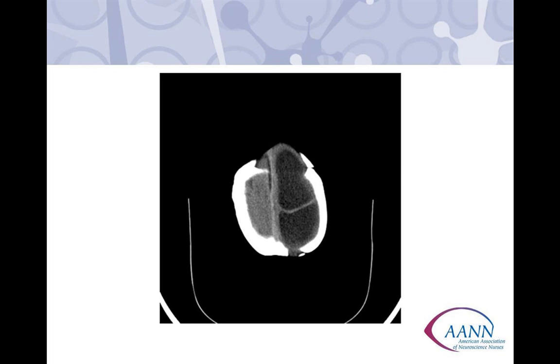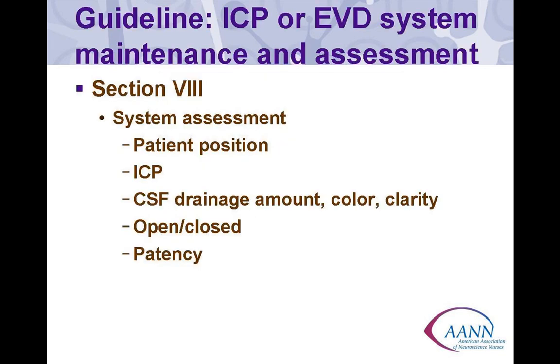So in addition to our patient assessment, the system also needs to be assessed every 2 hours. It's important to verify the patient position, the EVD position, the patient's ICP, the color, amount, and clarity of the CSF. Any changes would need to be made sure that the advanced practice nurse or physician is notified of any changes. You need to make sure that the EVD is open or closed based upon your EVD orders. And then, of course, making sure that the CSF is flowing through the tubing and maintaining patency.